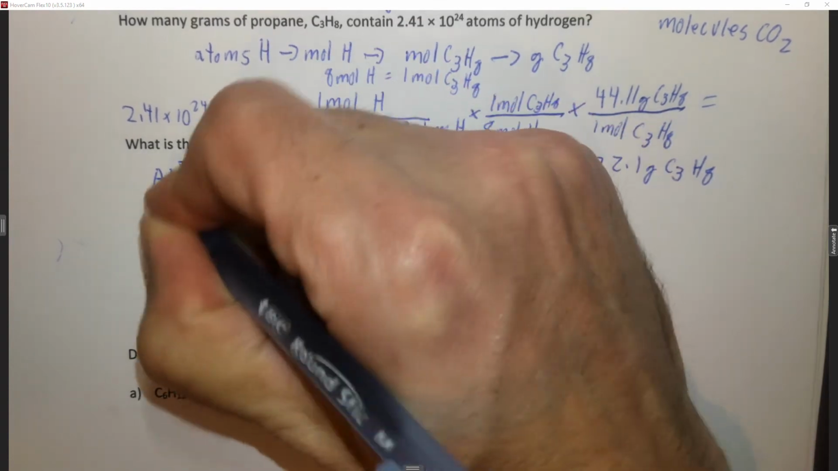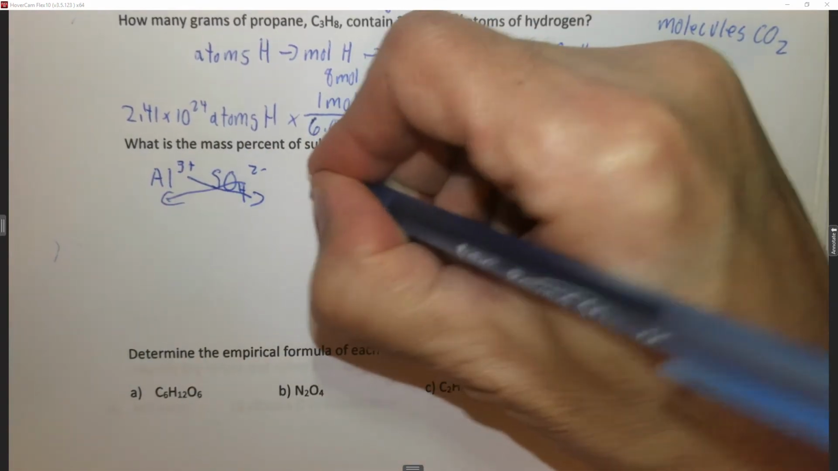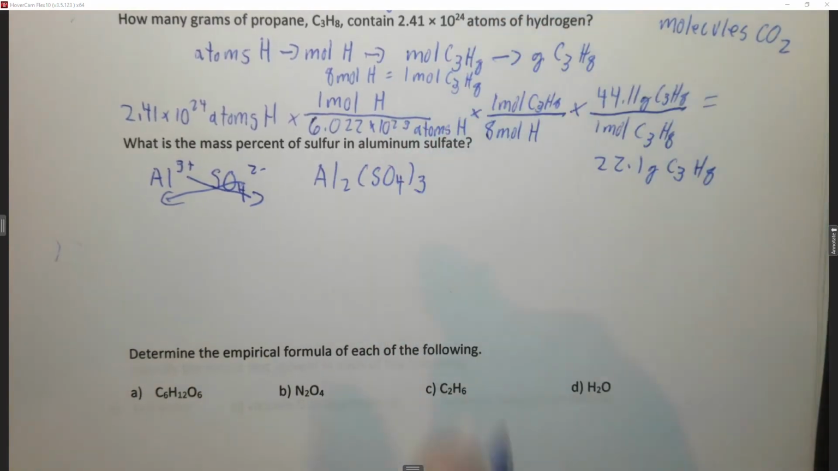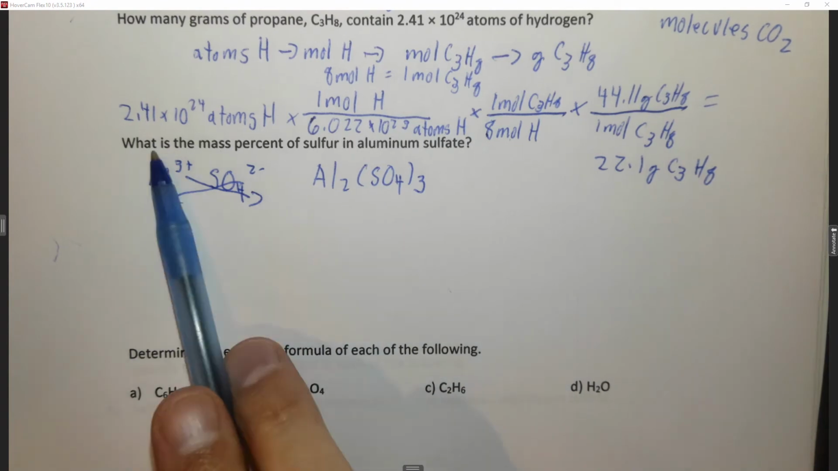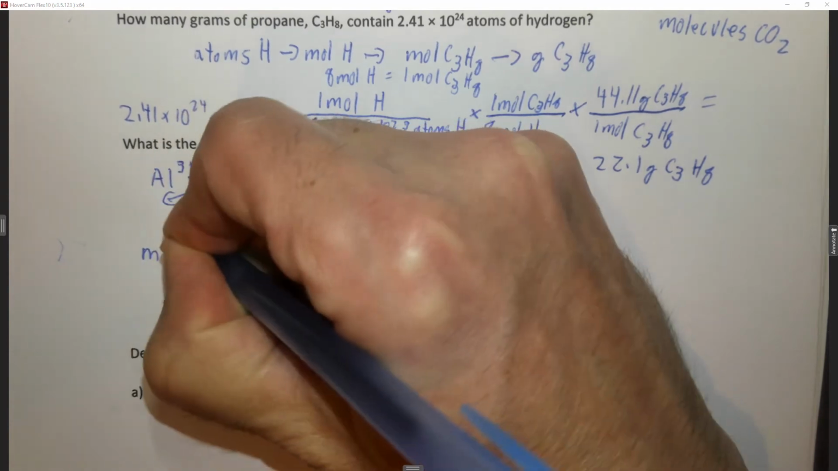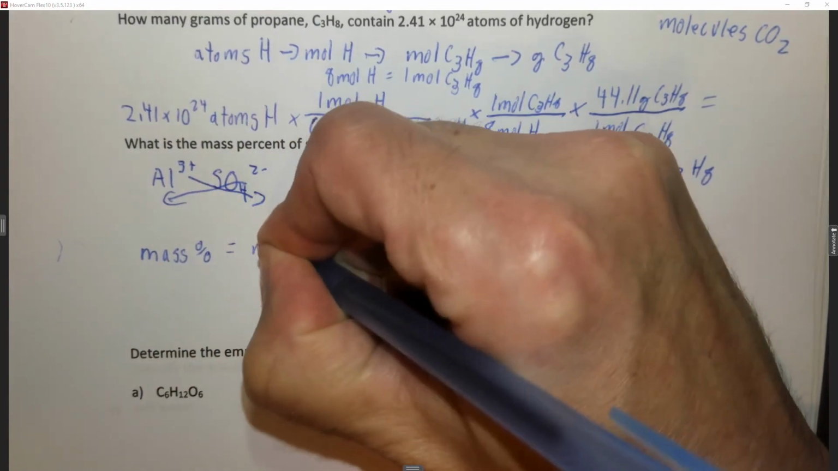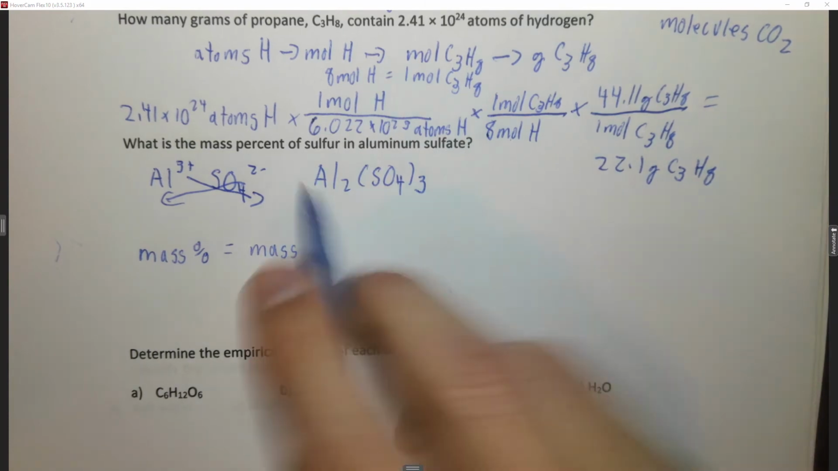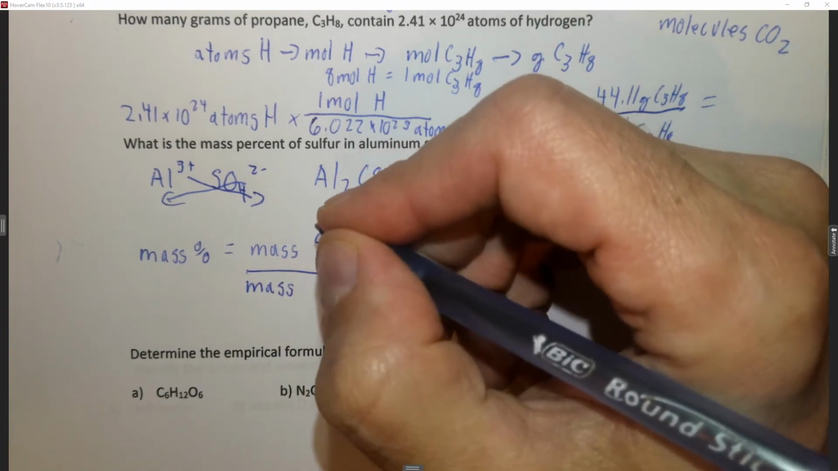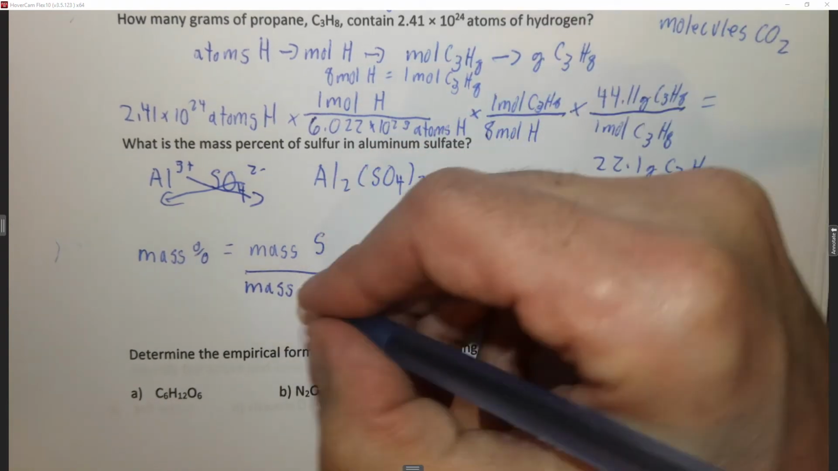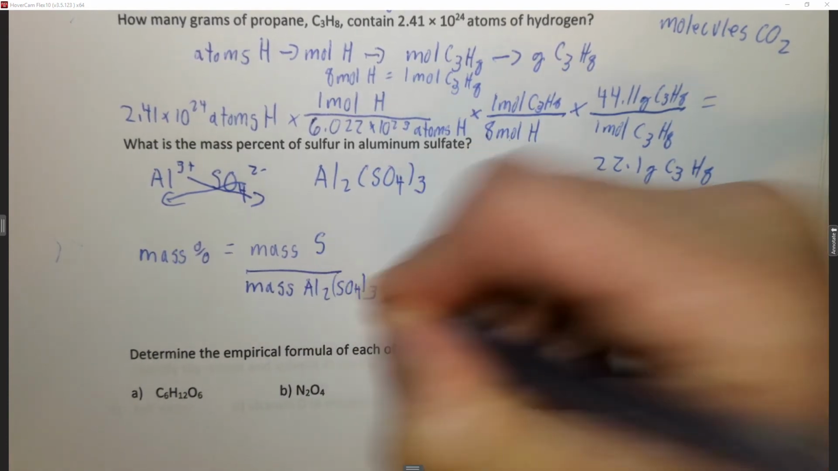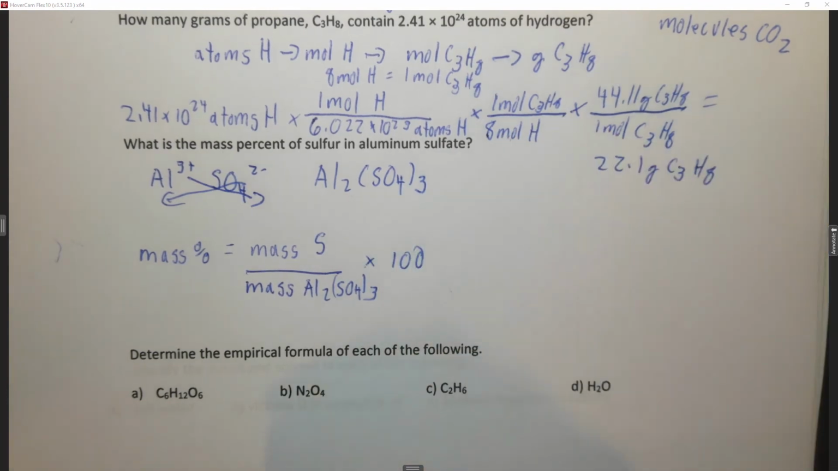We cross them, and what we end up with is Al2(SO4)3. So this is what aluminum sulfate is. Now to find the mass percent, we need to know the formula for the mass percent. The mass percent is equal to the mass of the element, in this case sulfur, divided by the mass of the compound, in this case Al2(SO4)3, and because it's a percentage, we multiply by 100.